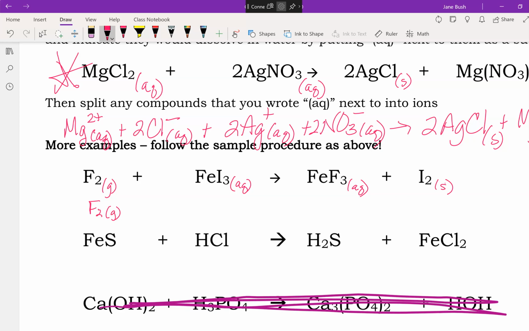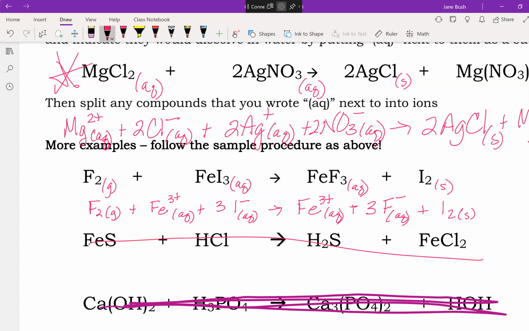F2 plus Fe plus 3 iodines gives us an Fe3 plus 3 fluorines plus the iodine. And we're not going to do that one. So why would it be 3 fluorines if the iron has a 3 charge? Because fluorine's -1, and so your charges have to add up to 0.